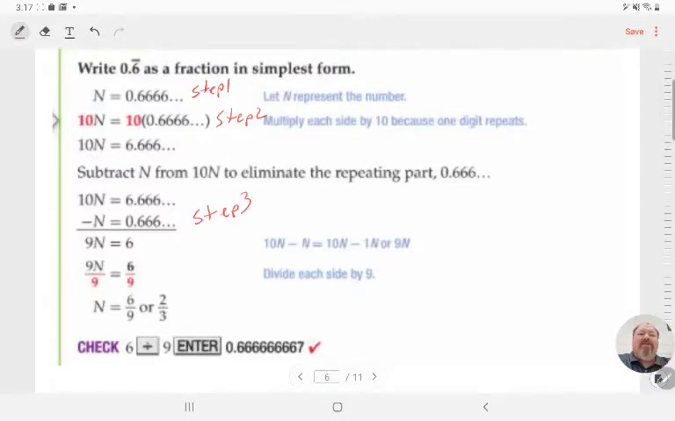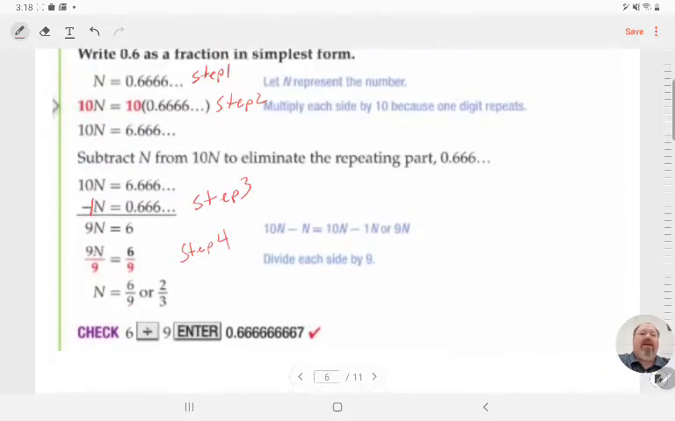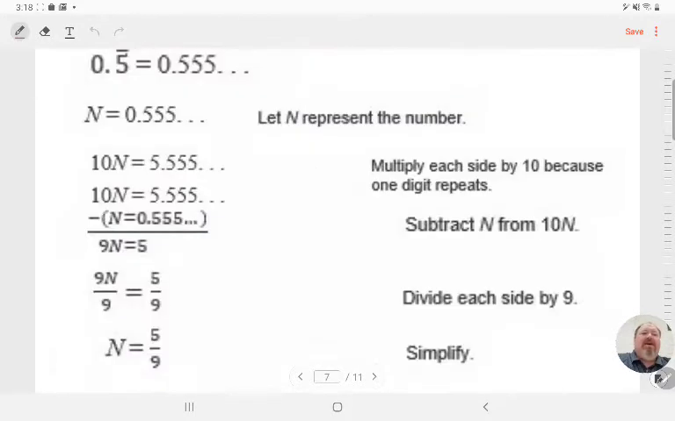Now, when I subtract that, remember there is a 1 in front of that n. So 10 minus 1 is 9. 9n equals 6.6 repeating, and I'm going to subtract 0.6 repeating. That's going to leave me with a 6. And then I just simply solve, which is step 4. So divide both sides by 9, and n equals 6 over 9, or 2/3. Okay? Don't worry, we got a couple more examples here to look at.